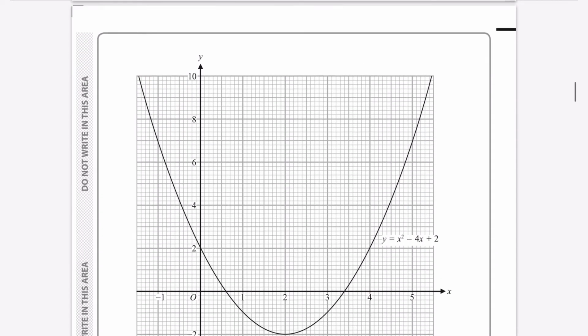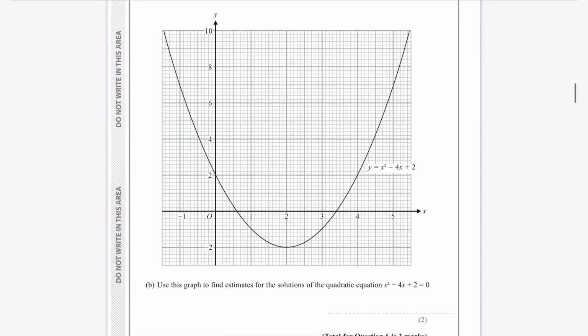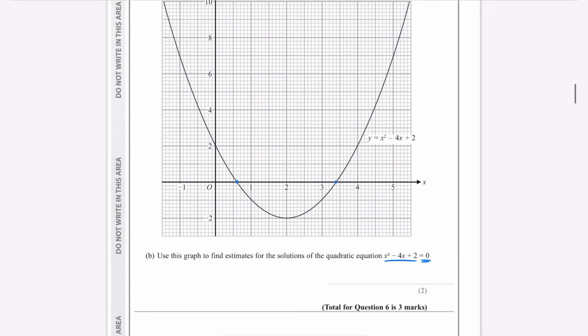We then have another kind of question here. It says use this graph to find estimates for the solution of the quadratic equation where the quadratic is equal to 0. So the quadratic is obviously the curve. When it's equal to 0 is when the y coordinate is 0. So we're trying to find out this point here and this point here, and I'm going to zoom in to help us find out what they're going to be.